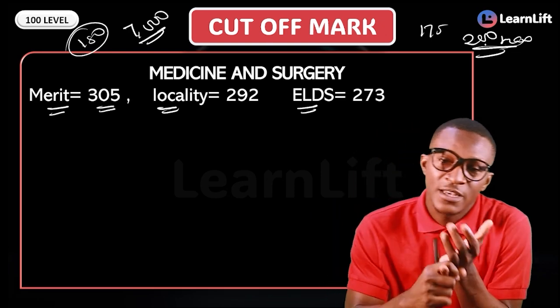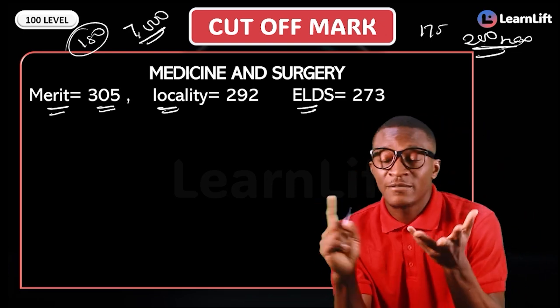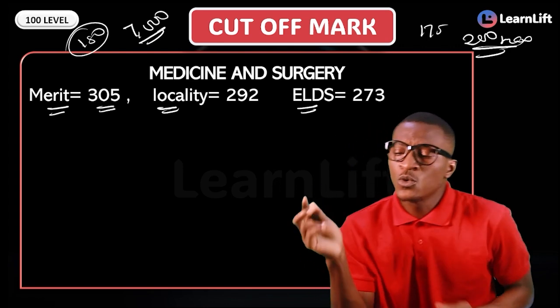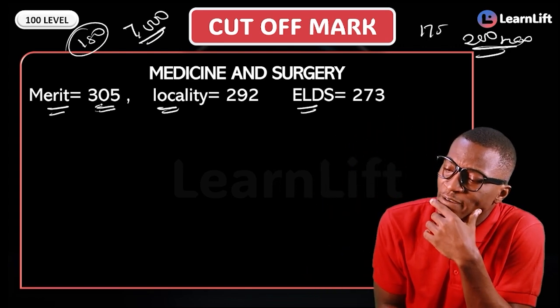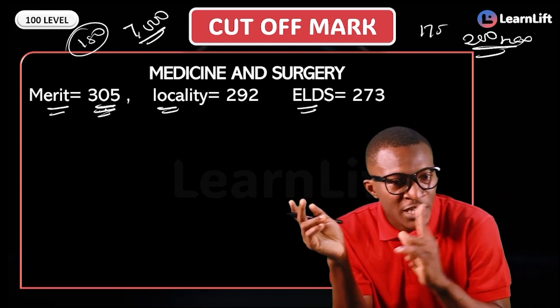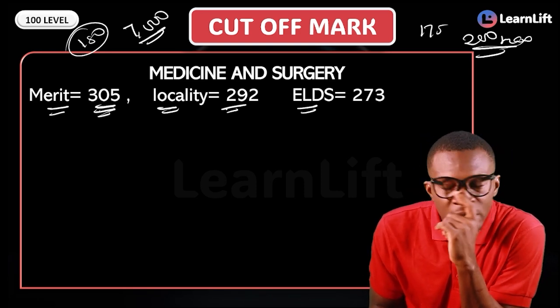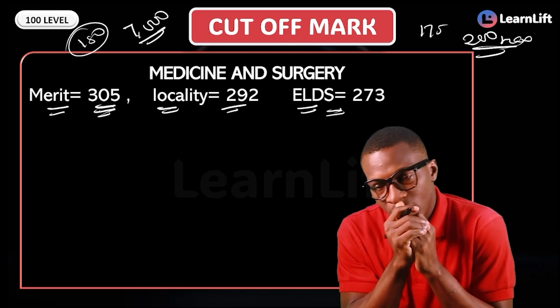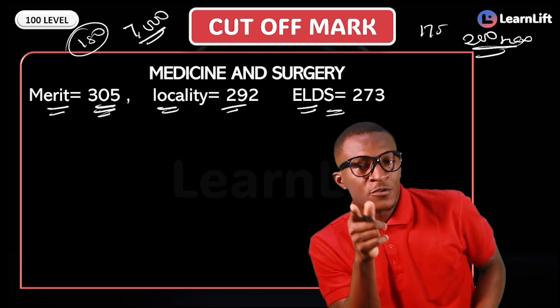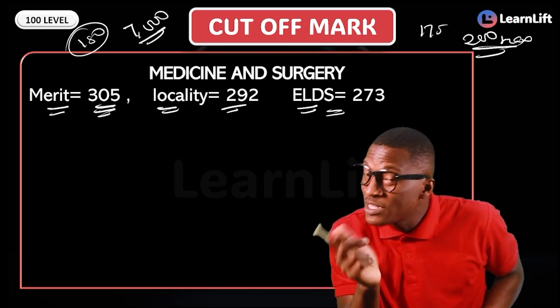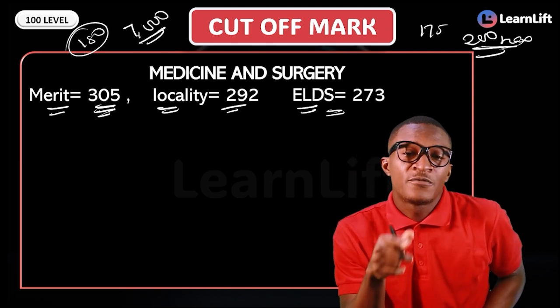Do you understand? After first year, they're going to drop students. After first MB, they're going to drop before second MB and third MB and so on. So practically, 305 is the merit score. Now, if you don't meet up to the merit, there is locality and ELDS, you can see that. Now we're going to list the states for ELDS so that you will know whether that lady from Imo State is comparable with that guy from Cross River.